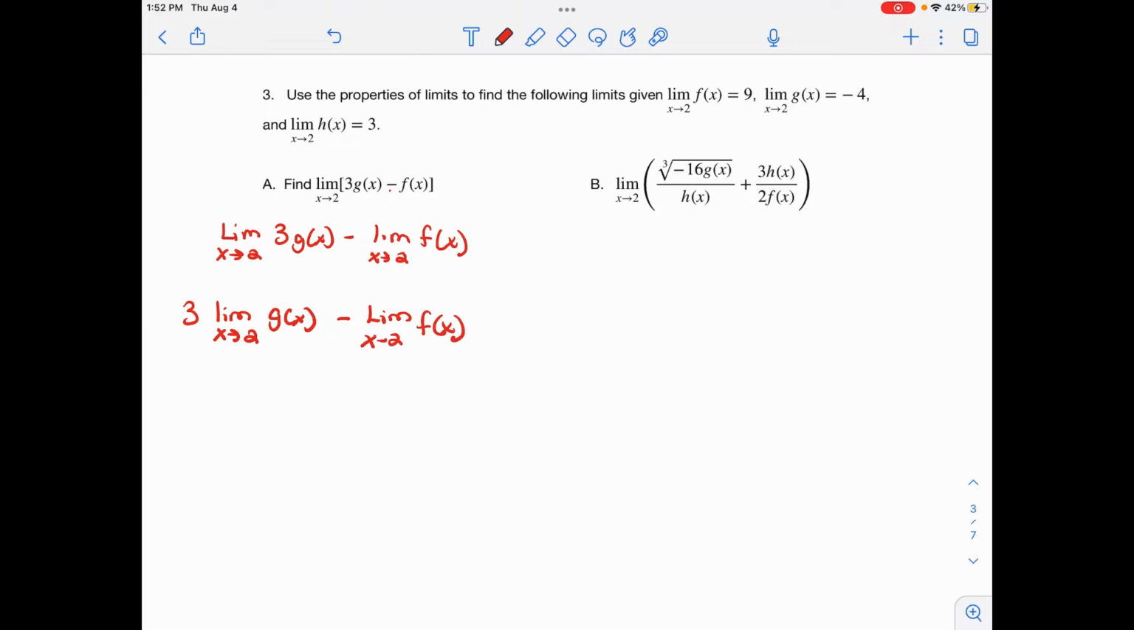Now I know that from our given information, the limit as x goes to 2 of g of x is -4. And the limit as x goes to 2 of f of x is 9. So that gives us -12 minus 9, which is -21. So we found the limit of this function.